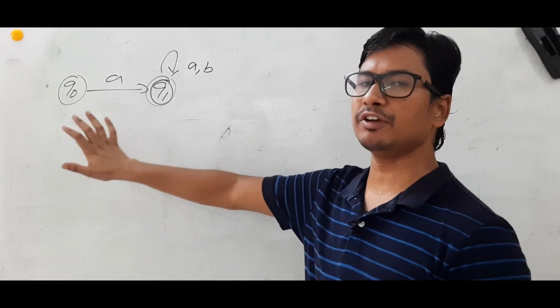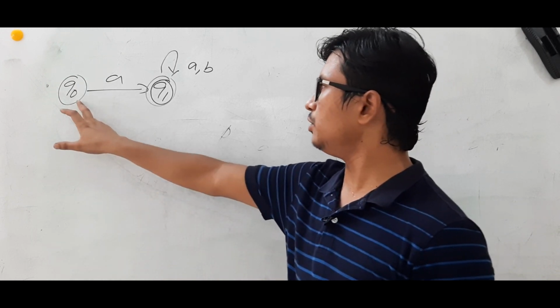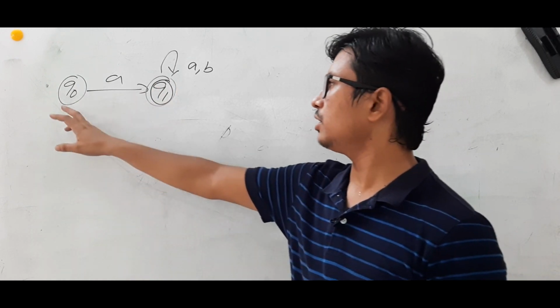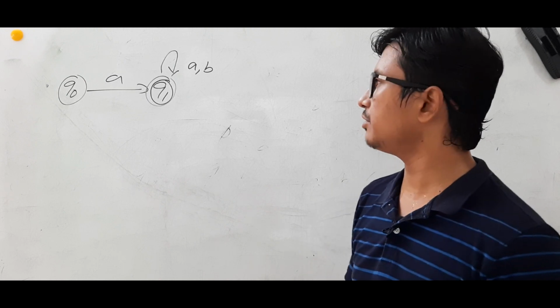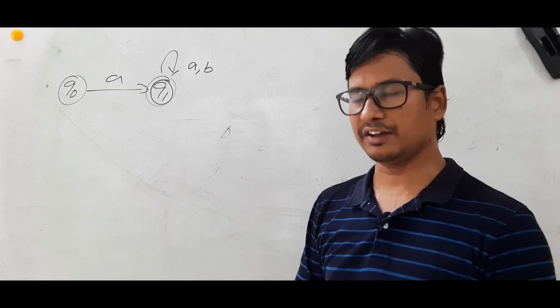First, I need to verify whether it is an NFA or not. Q0 on A is going to Q1. Q0 on B, it is not going anywhere. So I can say that it is an NFA.